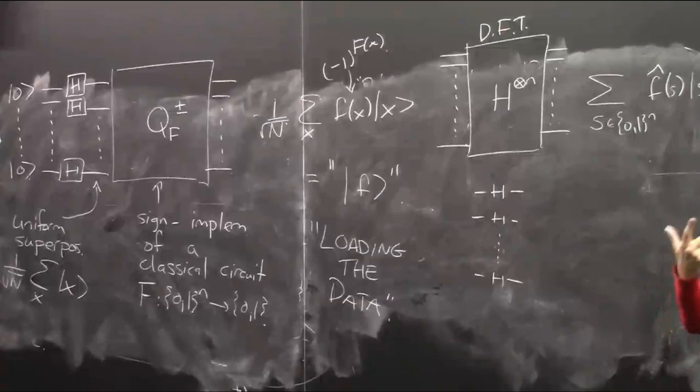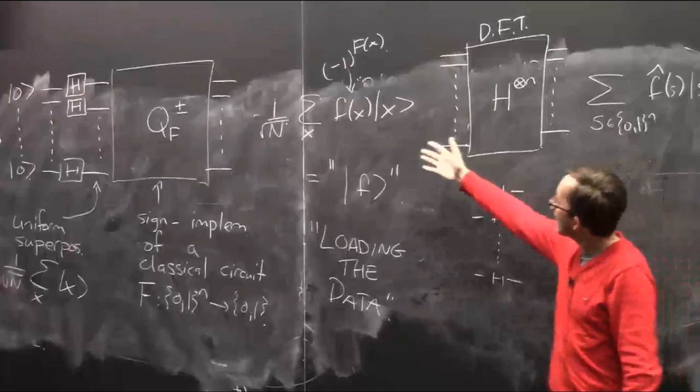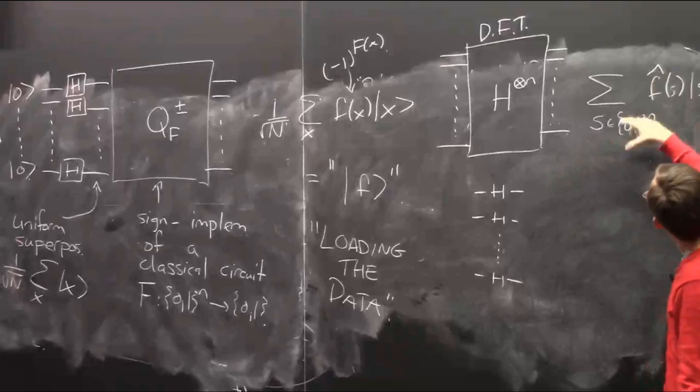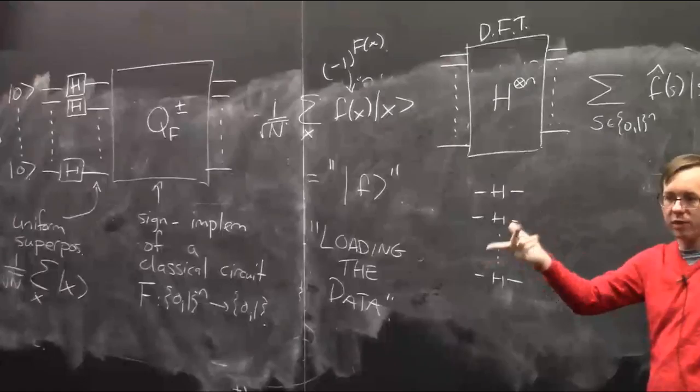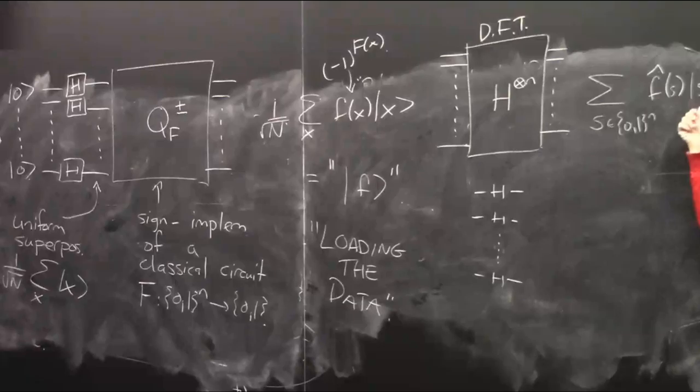So before, the state was the sum over s of f hat s times the chi s vector. But now this transformation is the one that moves between the chi s basis and the standard basis. So that's why it comes out and you get the strength of the pattern as an amplitude next to the name of the pattern, or the index of the pattern.